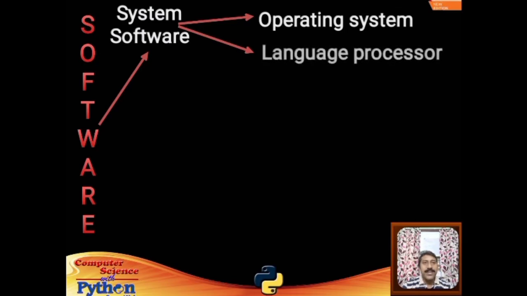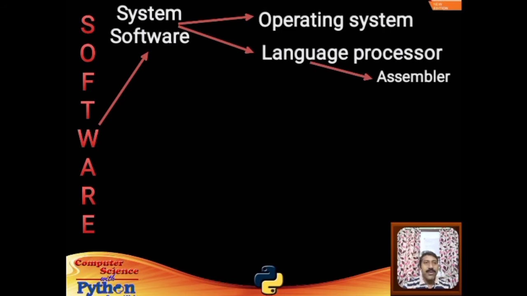Another part of system software is the language processor. A language processor is a special type of computer software. Its only work is to translate the source code into the object code, or machine code. But this language processor has three different types. One is the assembler.